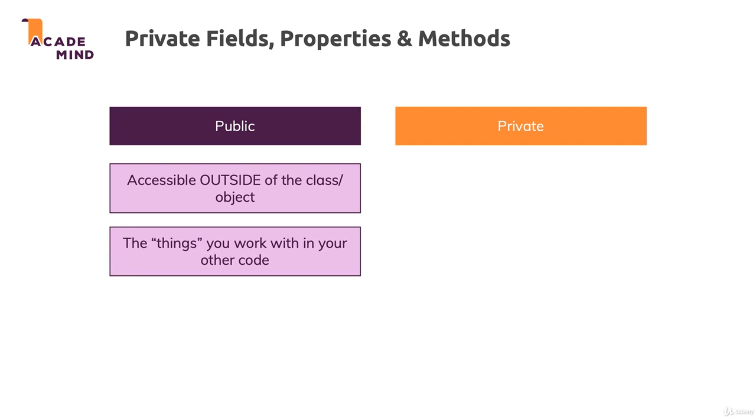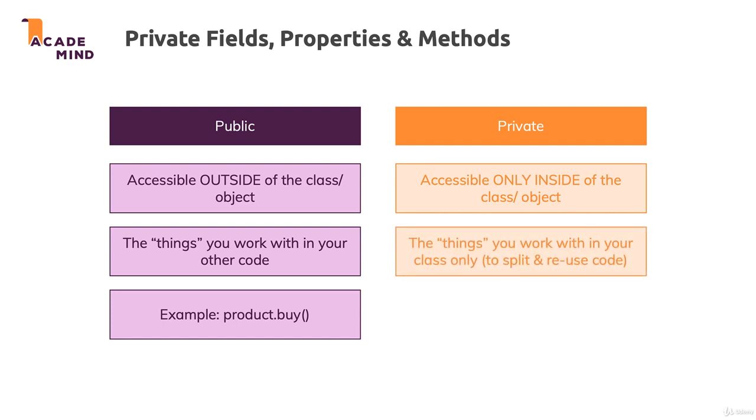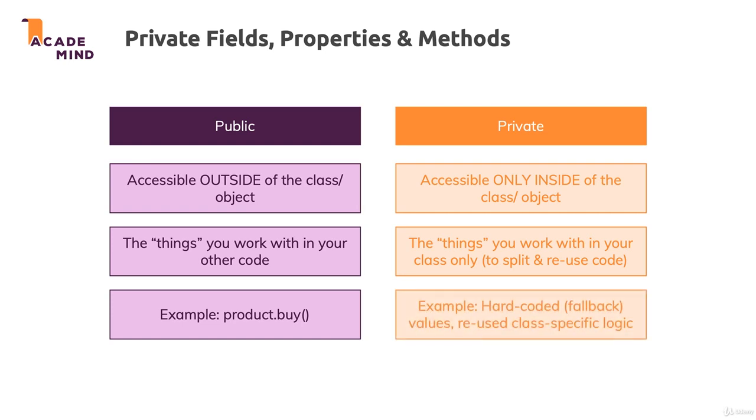An example would be if you have a product and there you have a buy method, which we don't have in our example, but if you have another app, and that should probably be triggered from outside the product object because the place where you work with your product object is probably the place where a user can buy it. You also, on the other hand, have some logic, some methods, or some properties which you need inside of an object, but not outside of it. So the things which you need to make your object work and which you don't really need to trigger or work with from outside. Some hard-coded fallback values or some class-specific logic.